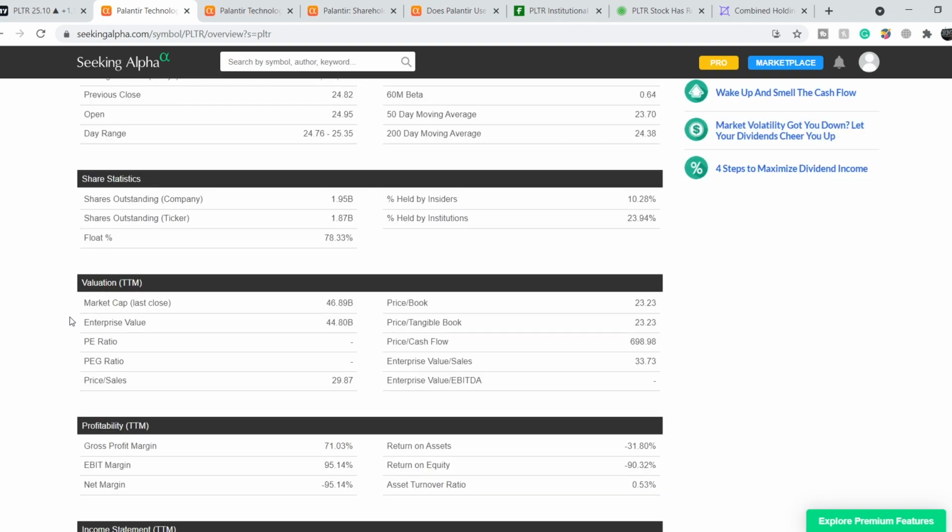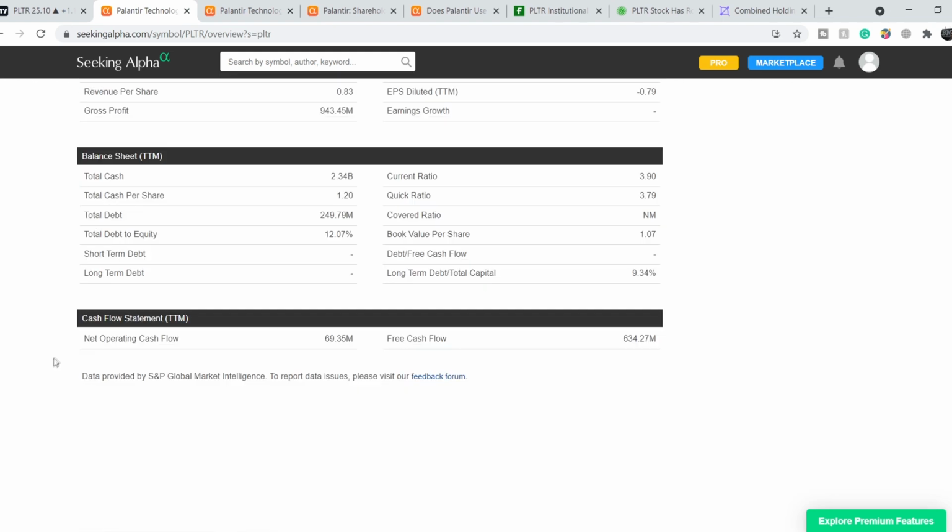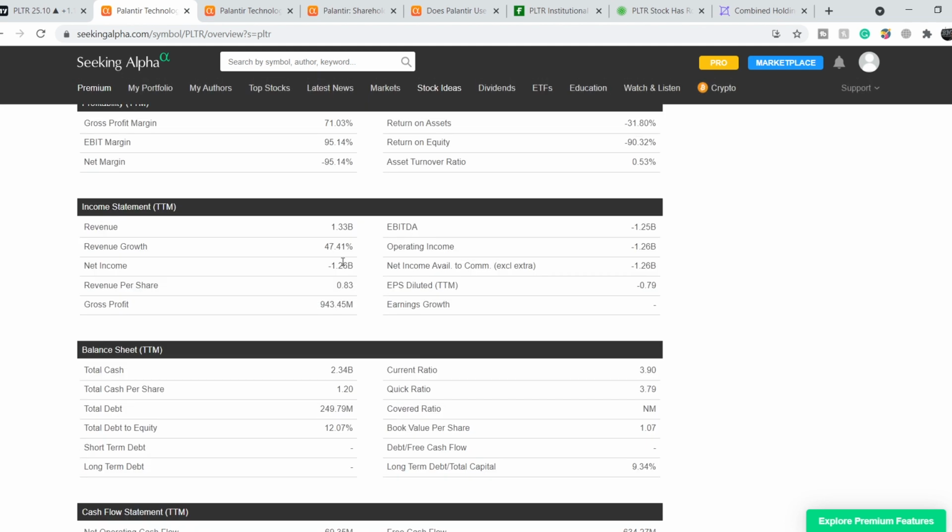They have a market cap for now of $46.89 billion. They have a revenue of $1.33 billion with a negative net income of $1.26 billion and very good revenue growth of 47.41%. They have a very strong cash position of $2.34 billion with total debt slightly below $250 million. So from the financial standpoint, this company is extremely stable. The only concern is the negative net income, but as I already mentioned in my previous video, they reinvest all their money to expand their presence on the market.